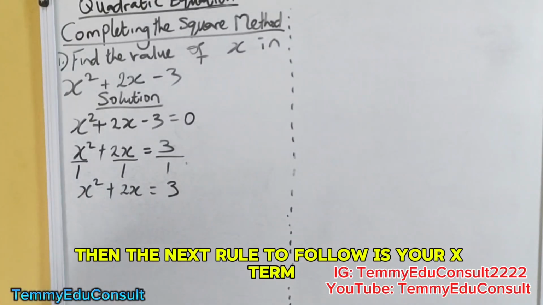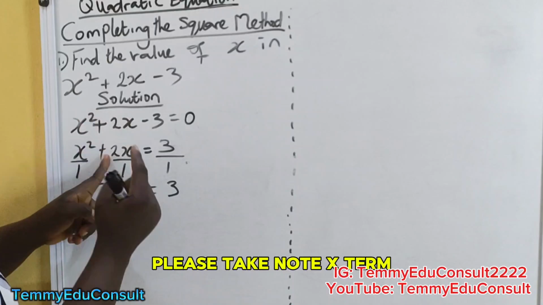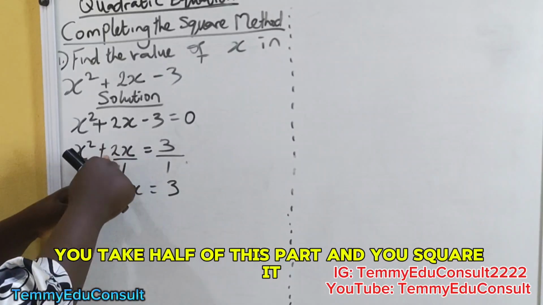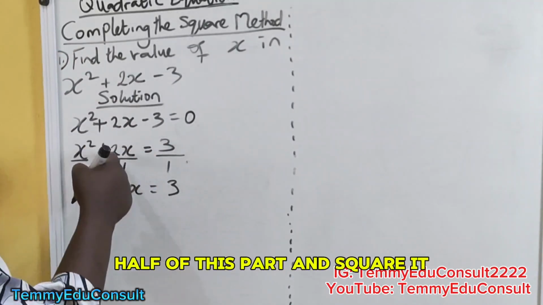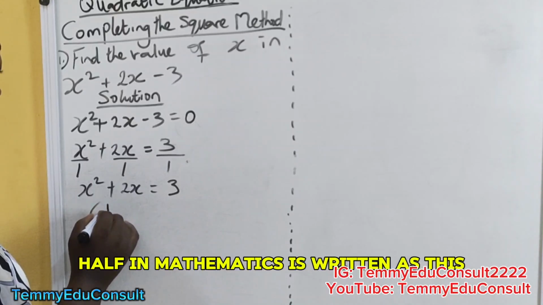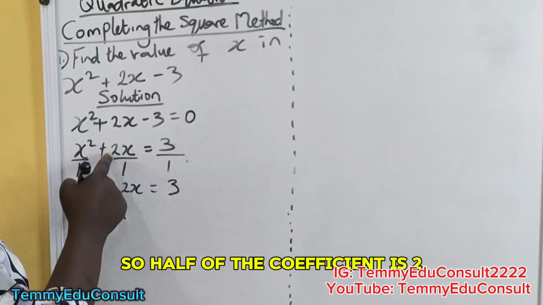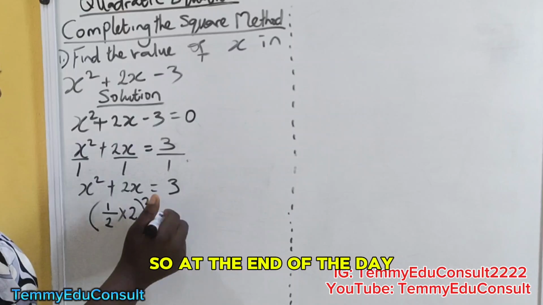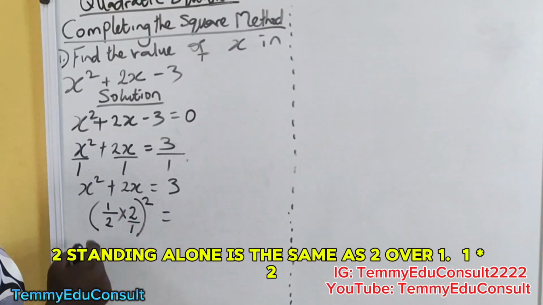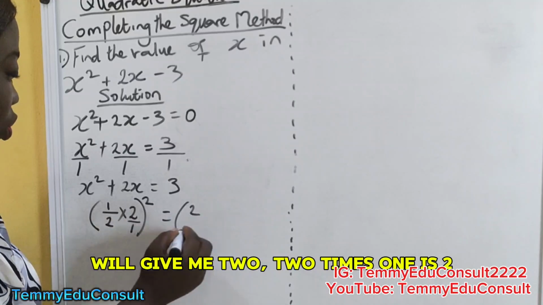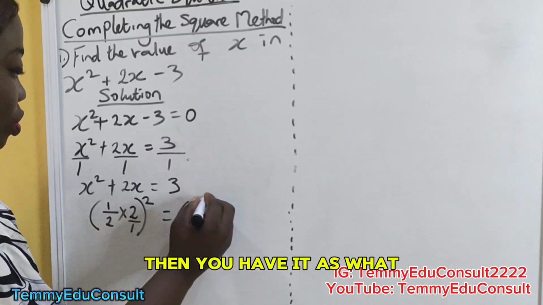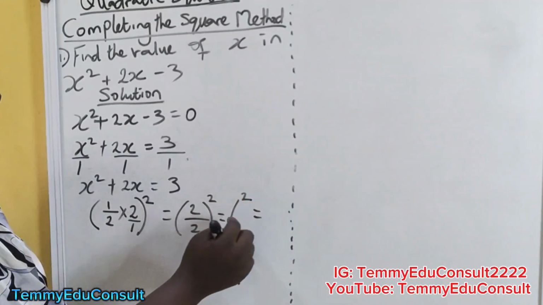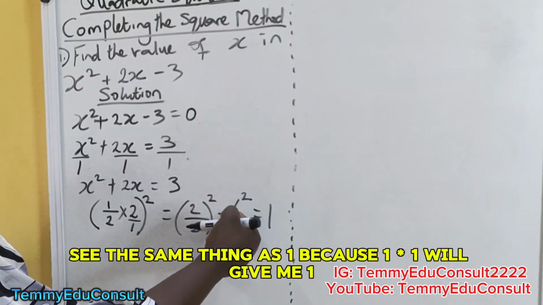Then the next rule to follow is your x term. Please take note: x term, not x squared term. Looking at it, you take half of the coefficient of x and you square it. So half of the coefficient is half of 2, then you square it. 2 standing alone is the same as 2 over 1. 1 times 2 gives 2, 2 times 1 is 2. Then you square: 2 divided by 2 is 1, so you have 1 squared. 1 squared is still 1 because 1 times 1 gives 1.